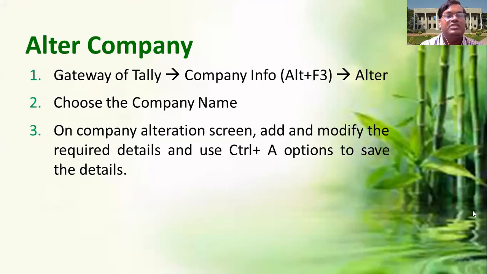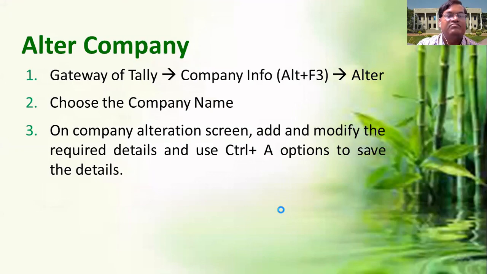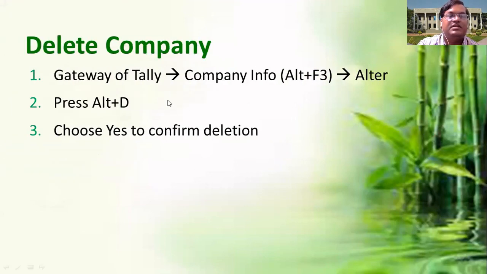So these are the options that I needed to discuss in today's session. Again, after altering a company, you need to know how to delete a company. You have to go to the Gateway of Tally, select the company info menu and press alter, and there is a shortcut key to remove the company, Alt plus D. Two times it will ask for confirmation. Press yes to confirm the deletion.